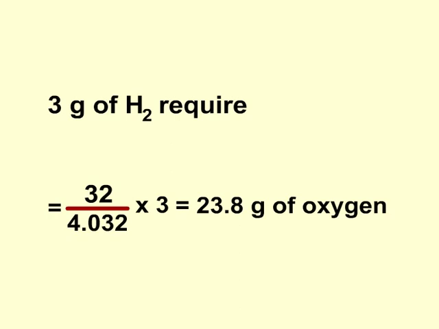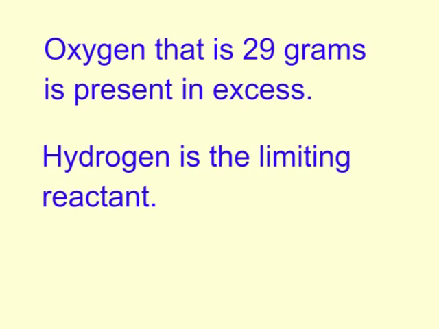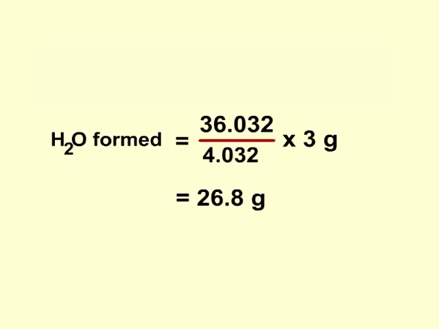4.032 multiplied by 3, which is equal to 23.8 grams of oxygen. Thus, oxygen that is 29 grams is present in excess. Hence, hydrogen is the limiting reactant. Water formed is equal to 36.032 divided by 4.032 multiplied by 3 grams, which is equal to 26.8 grams.